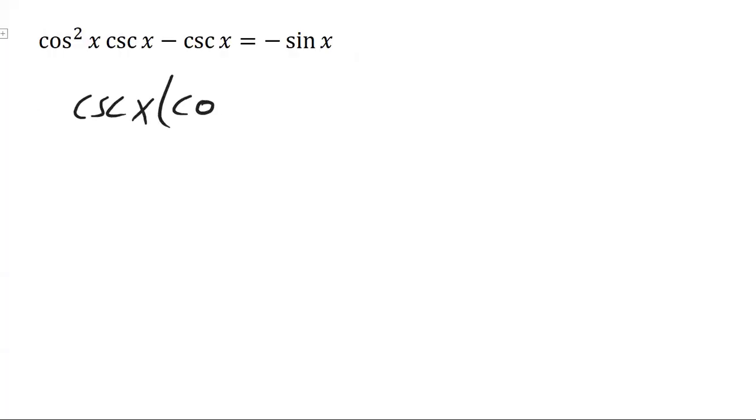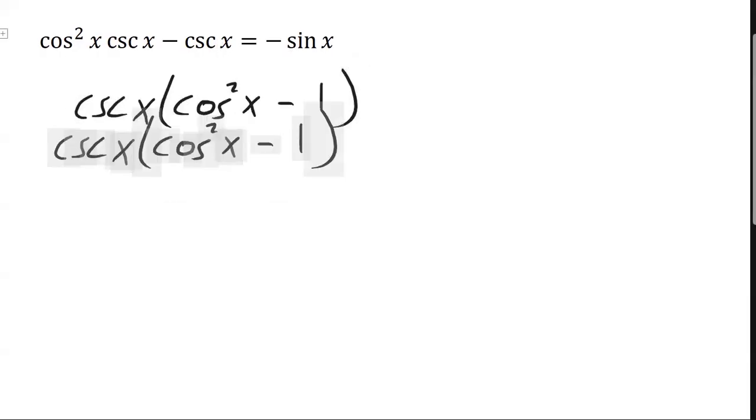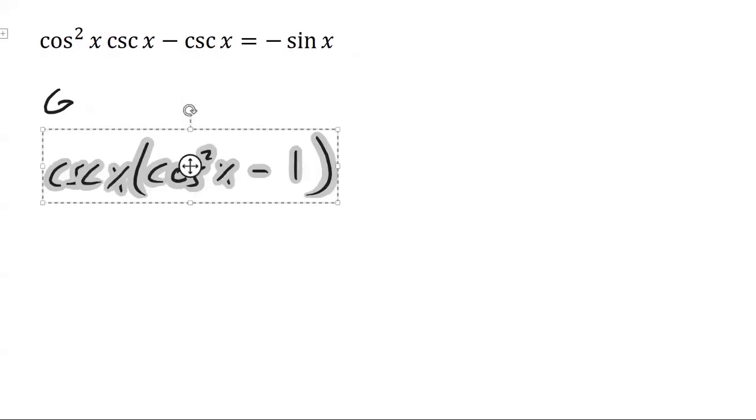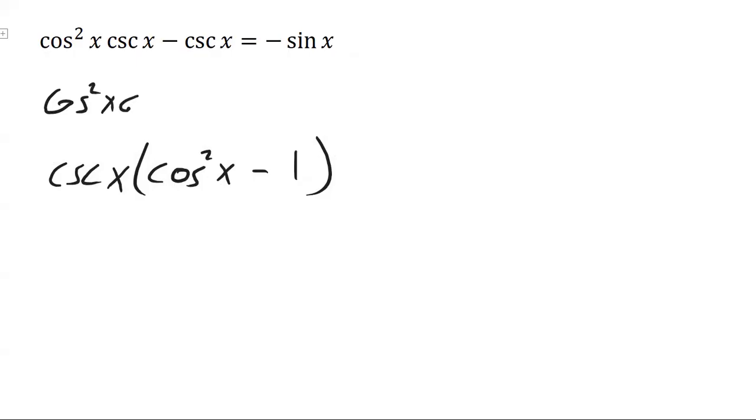Then we get cosine squared x minus 1. Okay? Let me see if we got it again. Let me rewrite the left-hand side first. Cosine squared x cosecant x minus cosecant x equals this thing that I just wrote previously. And then we can even do negative cosecant x.